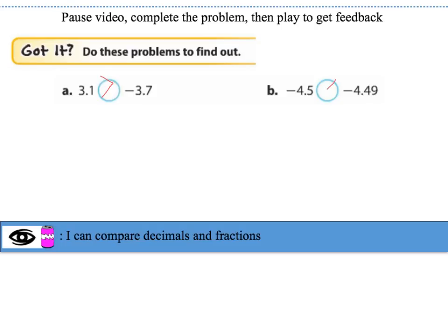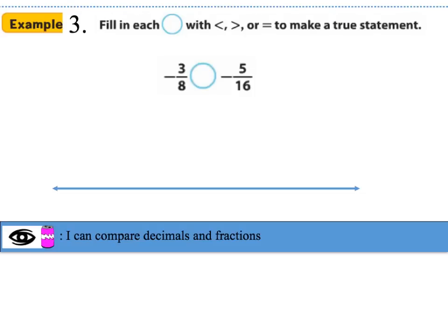The answer is less than. For example 3, they're asking us to do the same exact thing that we did in the last couple examples. The only difference now is they're giving us fractions. So let's go ahead and convert these fractions into decimals, and you can use the in and out method to do that. So over here in the right hand corner, I'm going to say -3/8, and I'm going to use the in and out method to solve for my decimal.